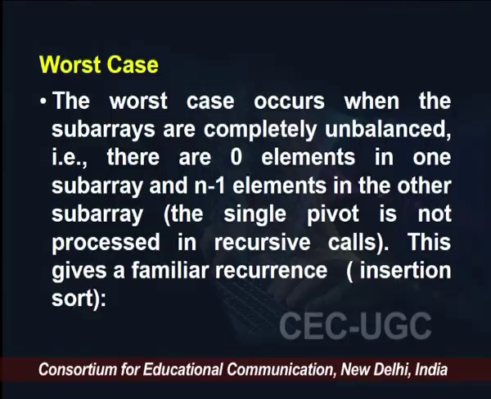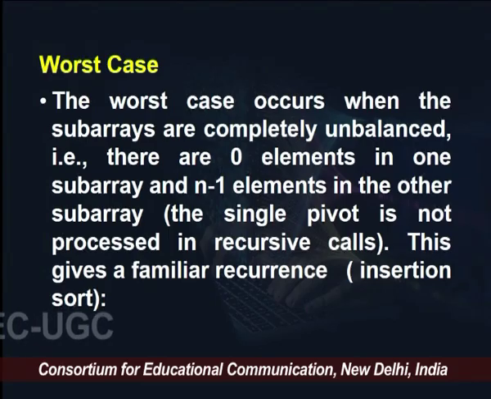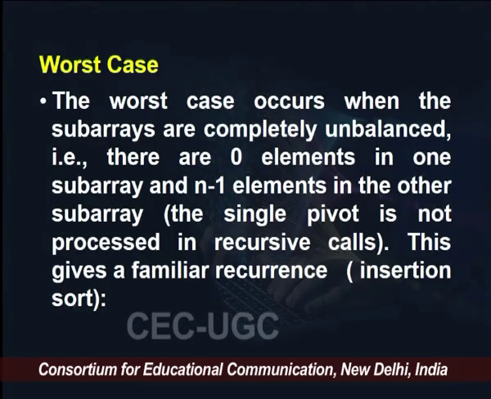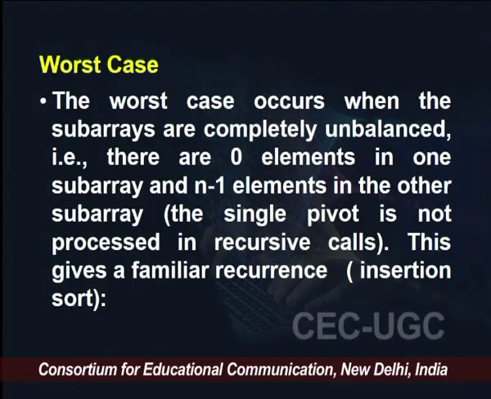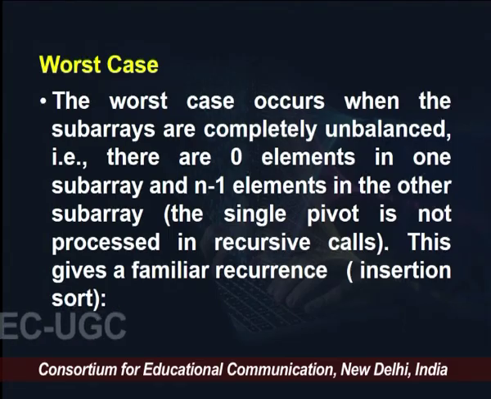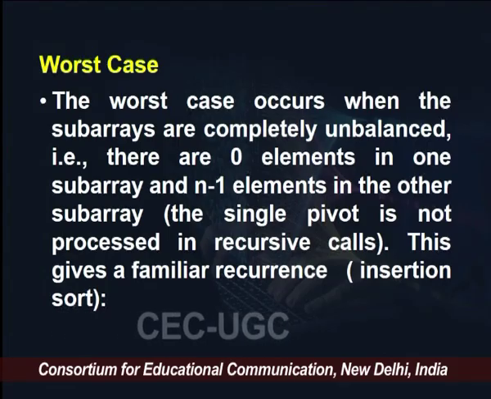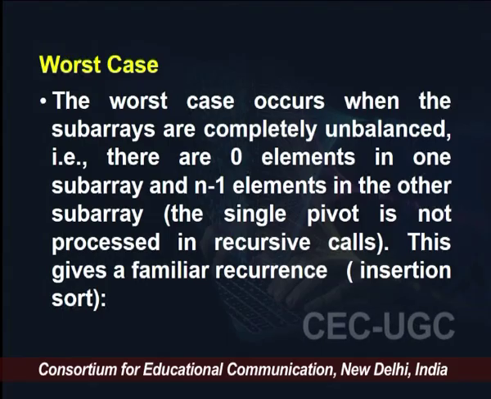So, the worst case occurs when the subarrays are completely unbalanced. Completely unbalanced means there are 0 elements in one of the subarrays and n minus 1 elements in the other subarray, and the nth element is your pivot, which is in neither of the arrays, and the single pivot is not processed in recursive calls. So, one partition of the array is completely empty, another partition has n minus 1 elements, and this is going to recur every time.